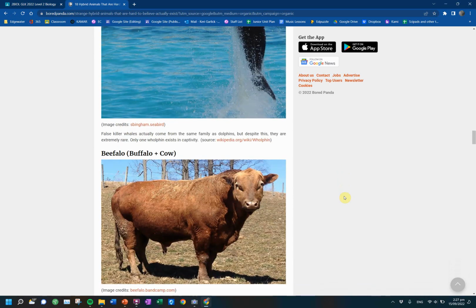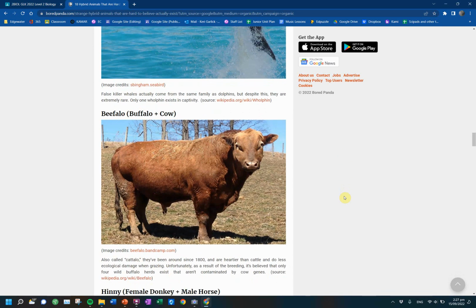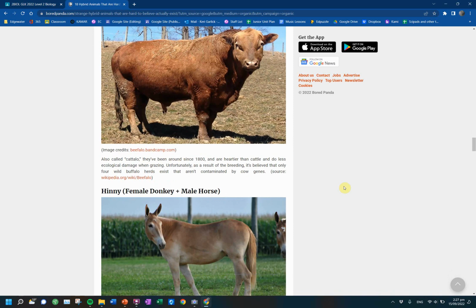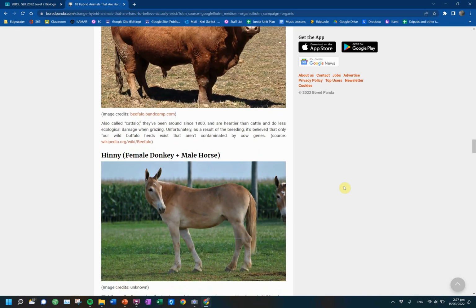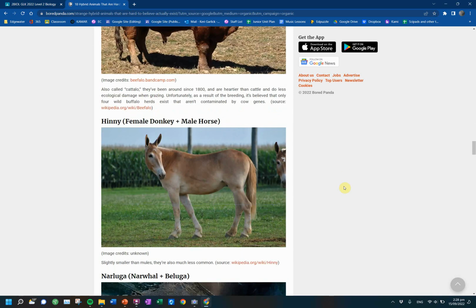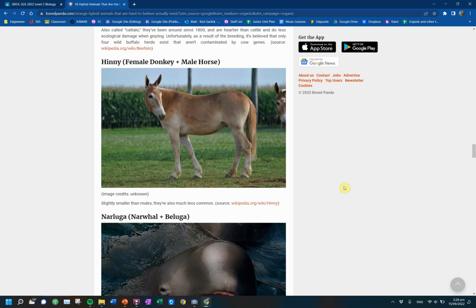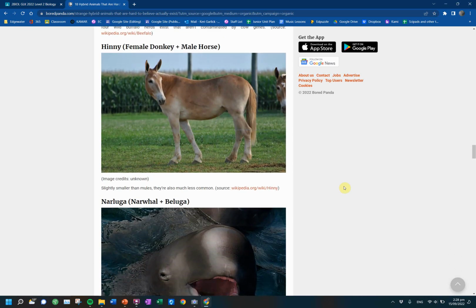All right, here's a beefalo, which is a buffalo and a cow. It's a crack up. Oh, I love the name. Here's another one, a hinny, which is a female donkey and a male horse. The other way around is a mule. Also, a male donkey and a female horse.